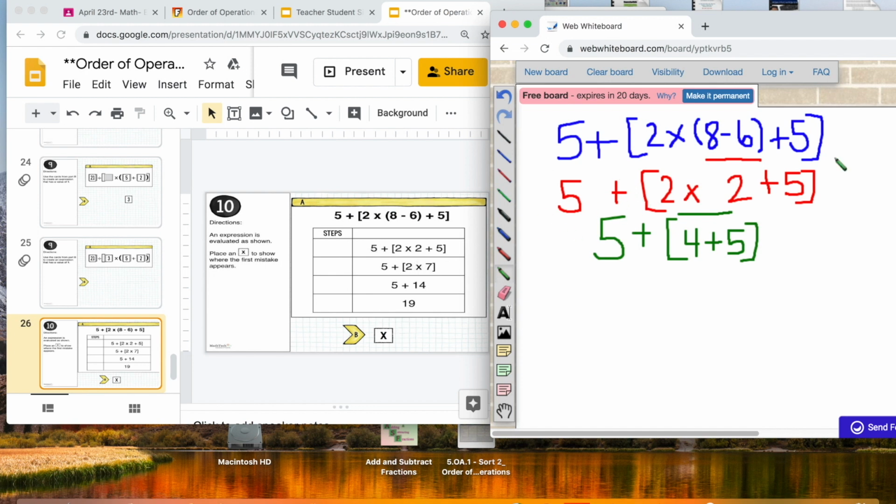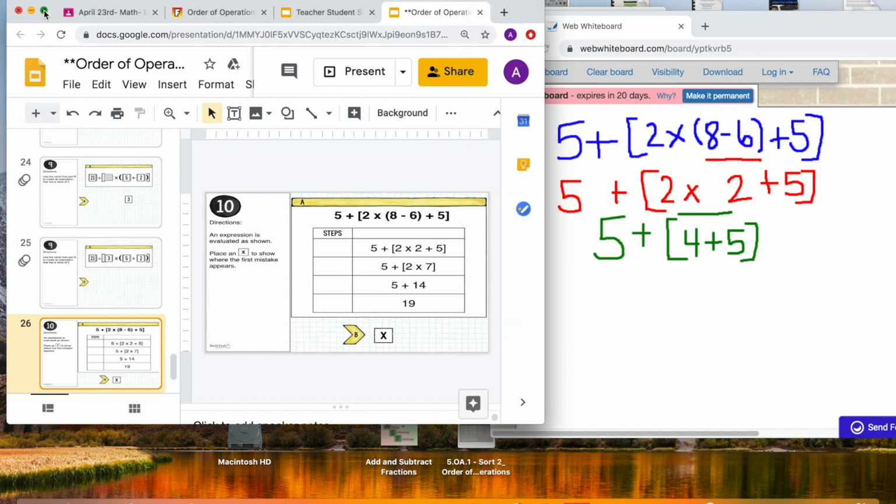So let's see, we're still in our brackets. So we go left to right in brackets. I don't have any more parentheses. I don't have exponents. Now I multiply or divide left to right. So 2 times 2 is 4. And so I look at my next step over here. Well, look, theirs and mine are very different. What did they do first? They added first instead of multiplied. So they did not follow the order of operations.